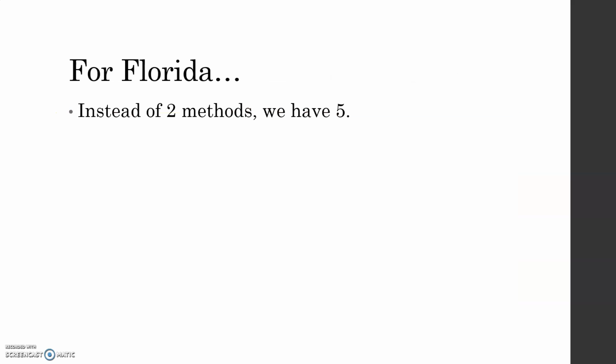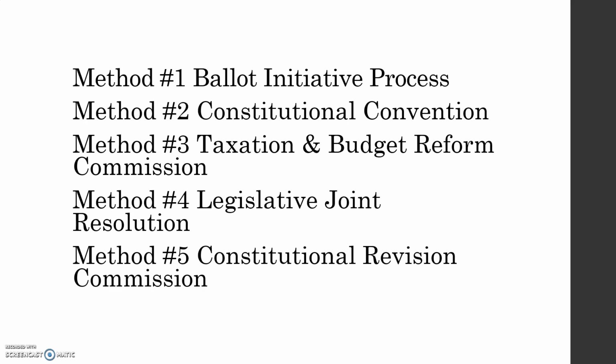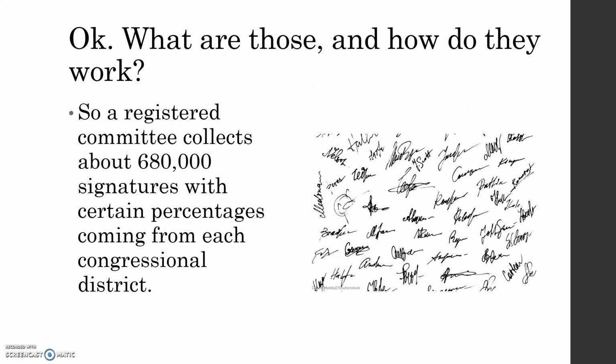For Florida, we decide 2 is too little of a number. Instead of 2, we have 5. Now, I'm not going to bore you with all these different details, but I know your worksheet has a section where you need this. So here are the literal 5 methods for the Florida Constitution. I'll just let you pause it at this point to write it down. Okay, what are those and how do they work?